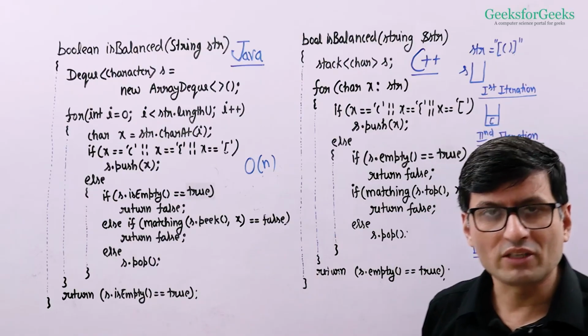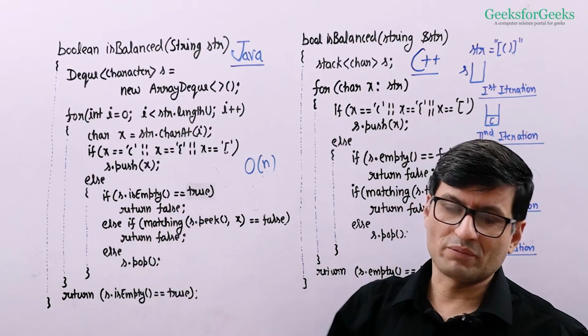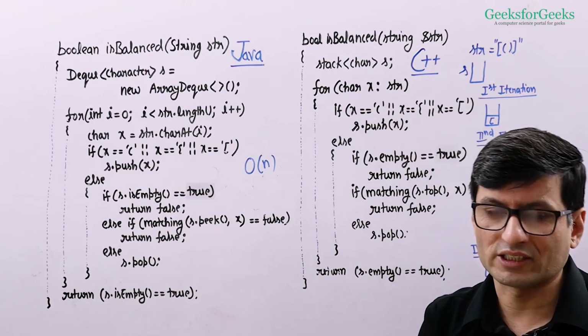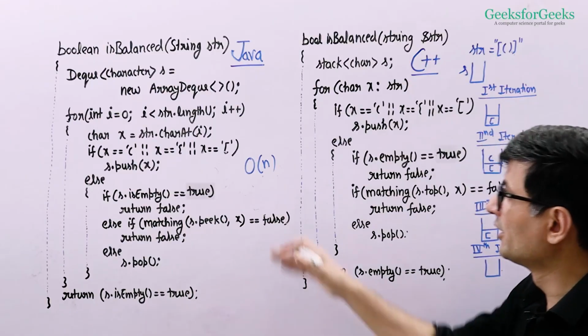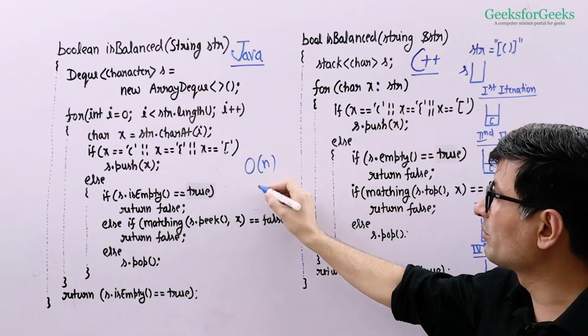Why am I saying big O of n, not theta n? Because you might return in the middle, right? So it might be possible that you don't even traverse the whole string, and in the middle you decide that it's not a balanced parenthesis and you return. So the time complexity is big O of n, and auxiliary space is also big O of n.